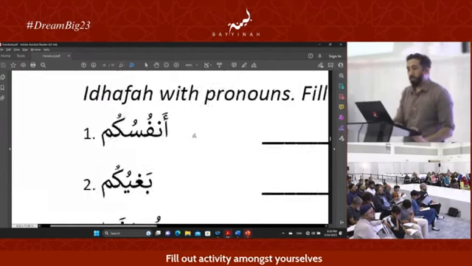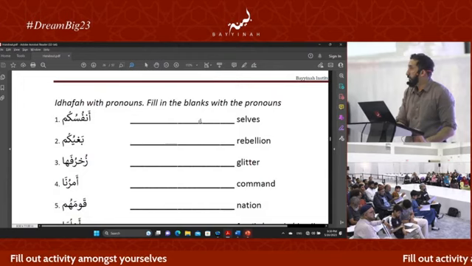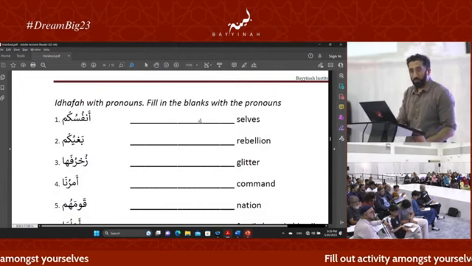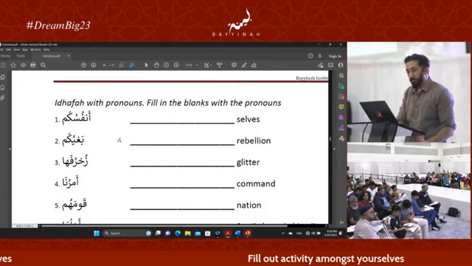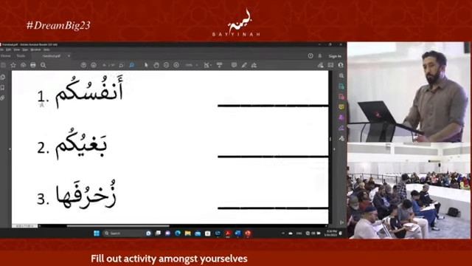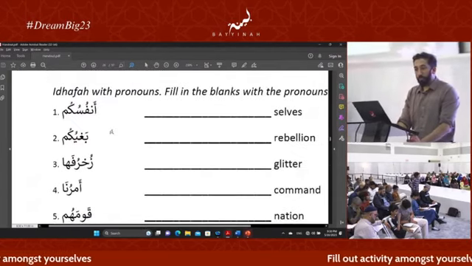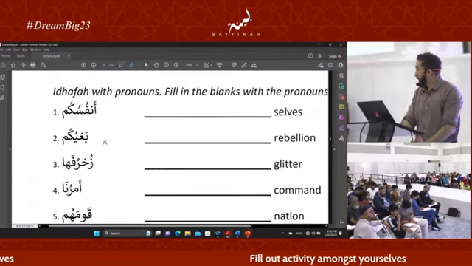So now the translation says selves. What's the missing piece? Yourselves. Yourselves. Baghyukum, same problem, same solution. So what's the meaning? All of your rebellion.